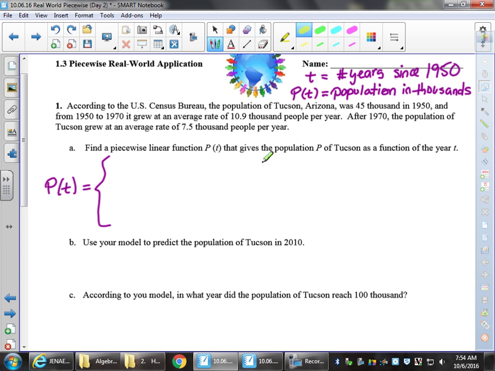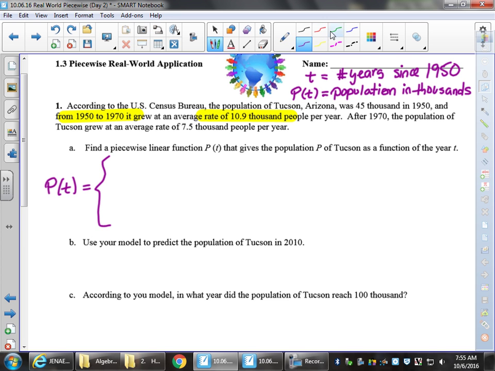Cassidy? 45 X is... I'm listening. So you're right that we're going to start looking here. Let's find a rate first. What's the rate? From 1950 to 1970, what's the rate? We're going to come back to the 45 in a second, but let's establish this first.